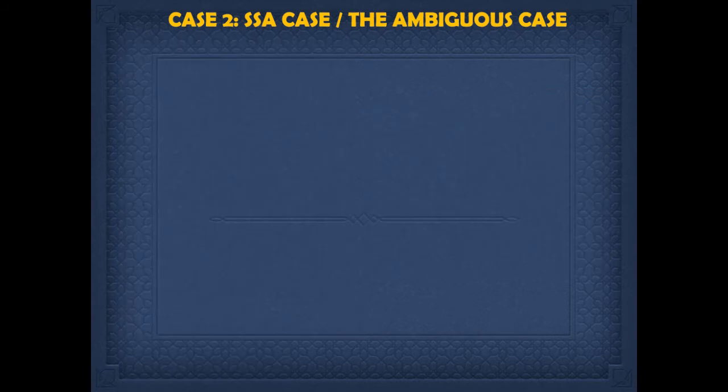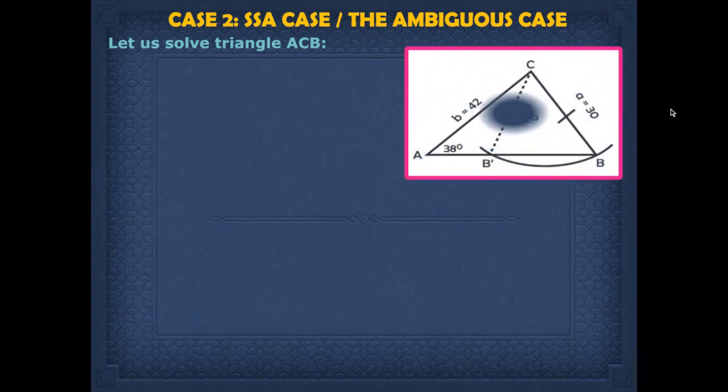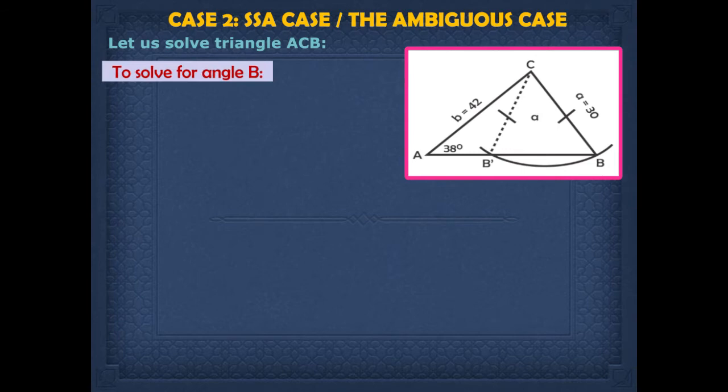Now, let's try solving triangle ACB. Okay, so this is our figure. Now first, let us solve for angle B. To solve for angle B, we can use this proportion: sine A over a equals sine B over b. Why this? Because angle A is given, side a is given, side b is given, and the only unknown here is angle B.